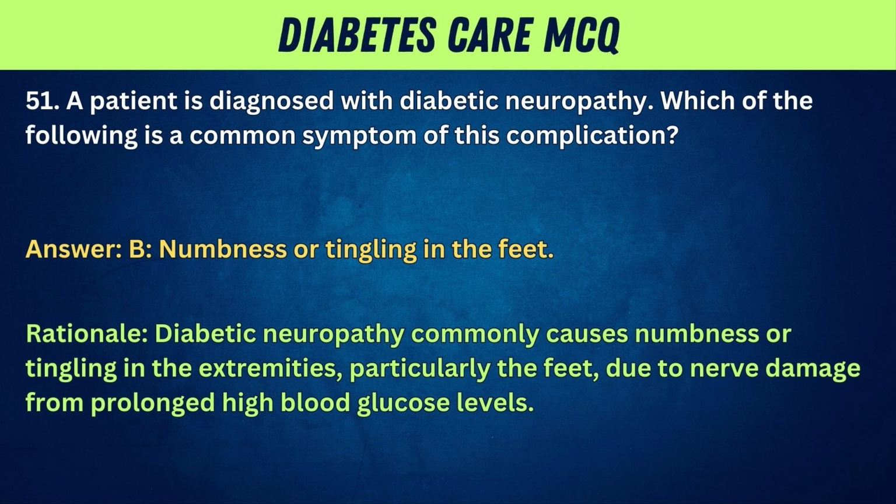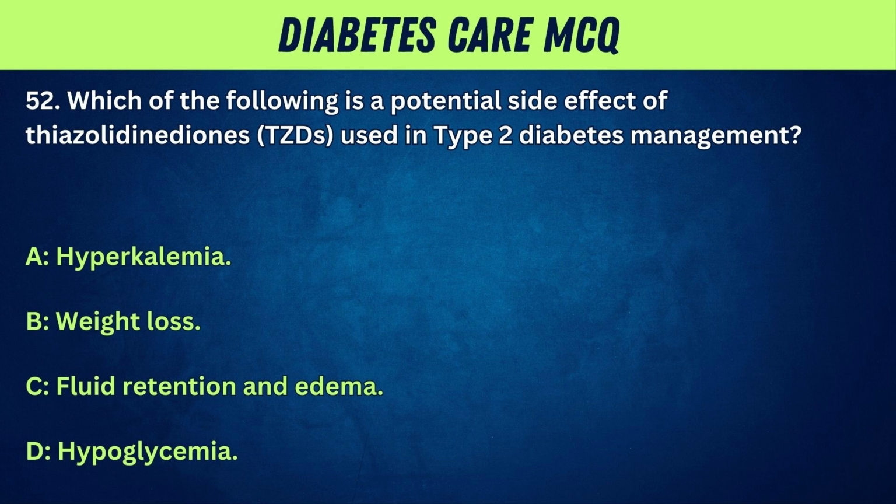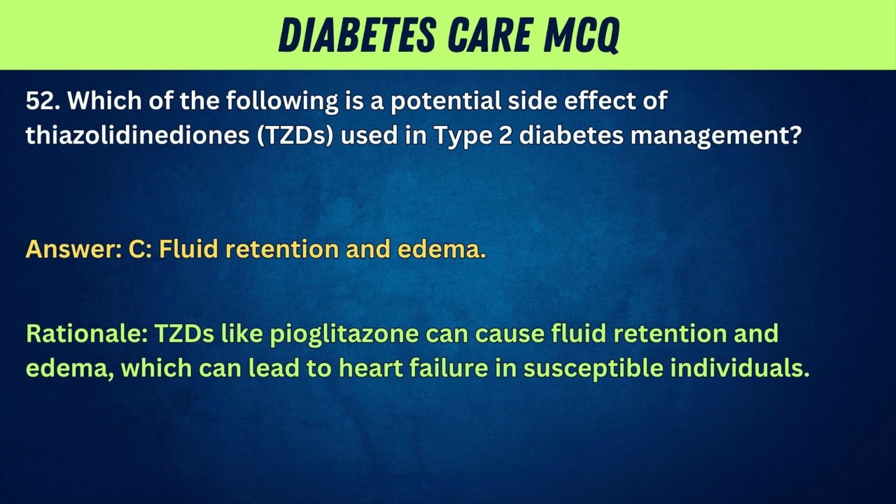Rationale: diabetic neuropathy commonly causes numbness or tingling in the extremities, particularly the feet, due to nerve damage from prolonged high blood glucose levels. 52. Which of the following is a potential side effect of thiazolidinediones, TZDs, used in type 2 diabetes management? A. Hyperkalemia. B. Weight loss. C. Fluid retention and edema. D. Hypoglycemia. Answer: C. Fluid retention and edema.